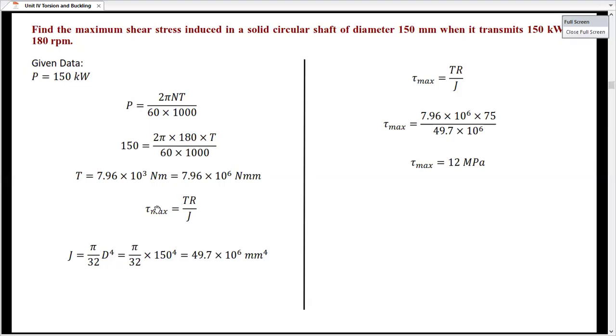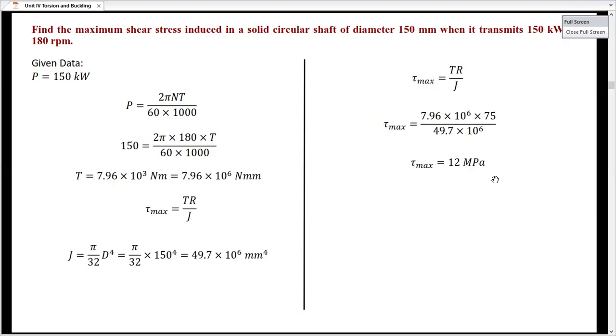So we can calculate shear stress. Tau max is equal to torque into radius upon polar moment of inertia. So we have polar moment of inertia. Now this is a solid shaft. So polar moment of inertia for that shaft will be pi by 32 D raised to 4. So you can put that value of diameter. So you get polar moment of inertia 49.7 into 10 raised to 6 mm raised to 4. Then we have tau max equal to T R upon J. So put the value of torque in Newton mm, 7.96 into 10 raised to 6 Newton mm. Radius is 75 mm, as the diameter is 150. And J, polar moment of inertia, is 49.7 into 10 raised to 6. So if you put all these values, you will get shear stress.